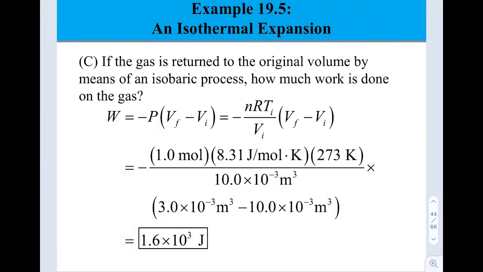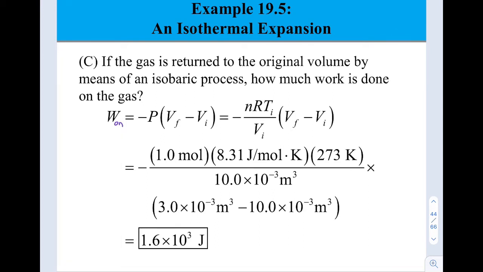Part C. If the gas is returned to the original volume by means of an isobaric process, how much work is done on the gas? So for isobaric, the formula of work done on is equivalent to negative P delta V.